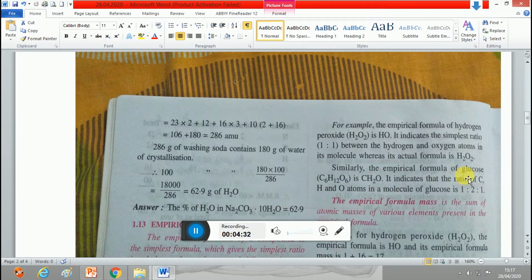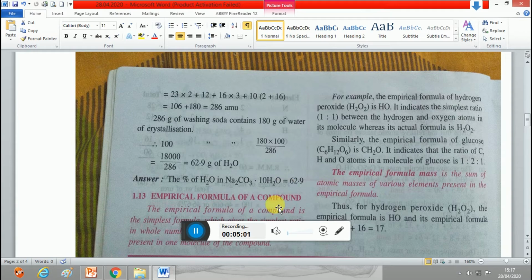Similarly, you know the molecular formula of glucose is C6H12O6. The common factor is 6. So cancelling 6 from carbon, hydrogen and oxygen, you get CH2O. That's why glucose is termed a carbohydrate, a hydrate of carbon, CH2O.